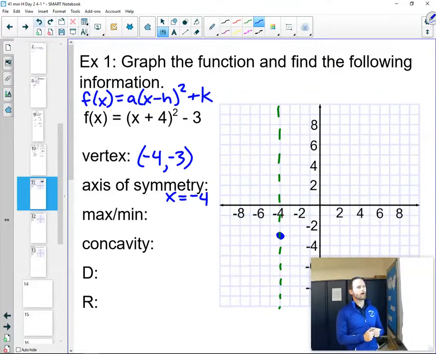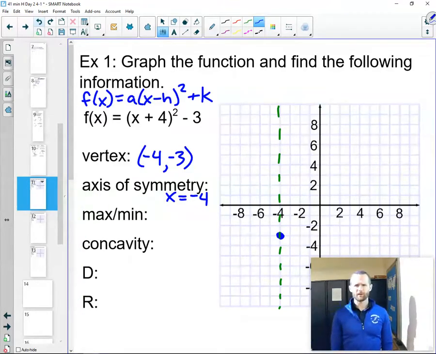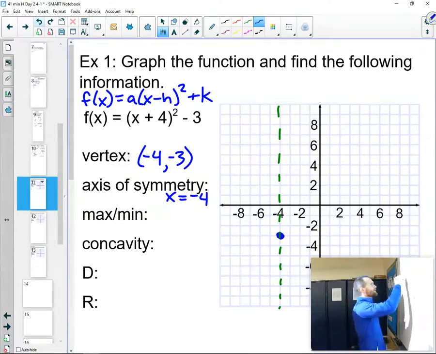Okay, what's next? Now we're talking about maximum, minimum, concavity, and domain and range. Let's finish graphing it first. Let's graph it from here. So let's see. We haven't used our a value yet. We used h, we used k. Now let's use our a value.